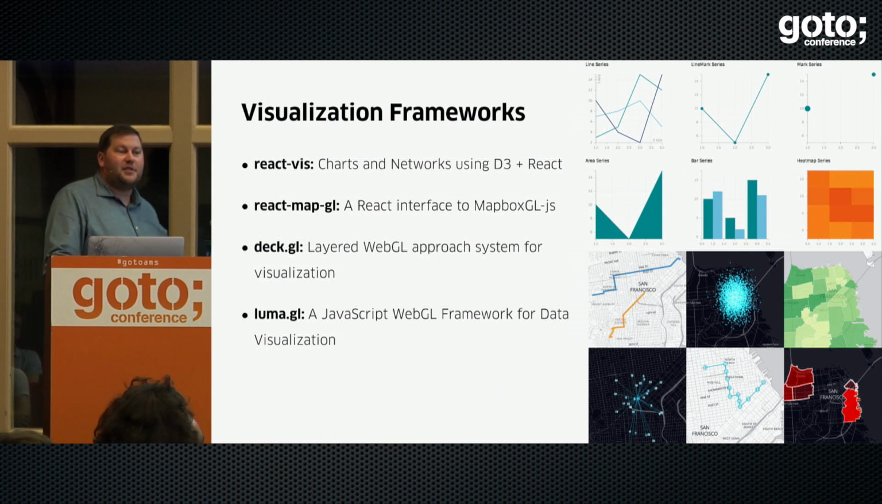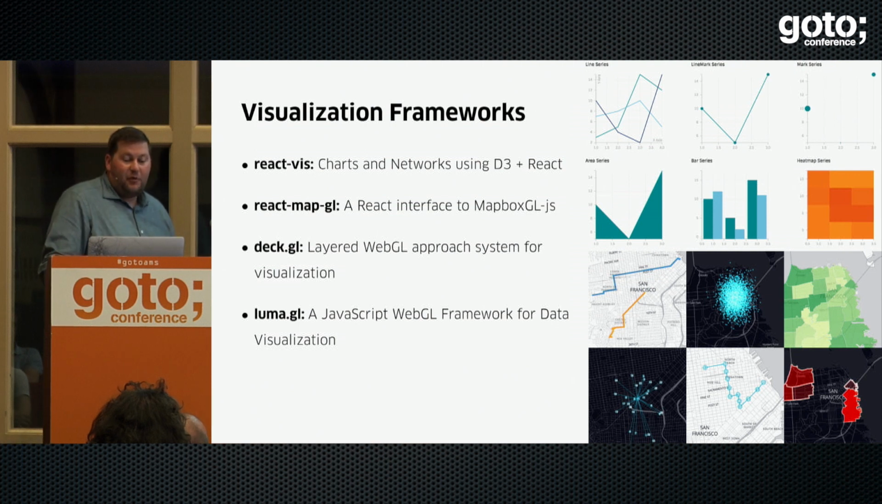We have React Viz. This is a charting library that basically maps to React components. If you're used to building excellent charts with D3, this is a React interface to do that with standardized components for various charts. Most of the maps that you see on our website and in our applications are powered by React Map.gl. If you know Mapbox's GL library, this is just a React interface to that.